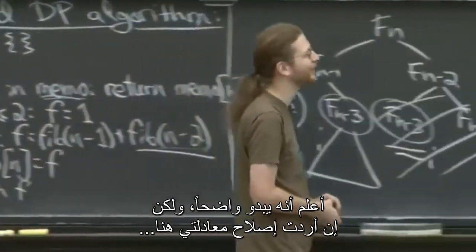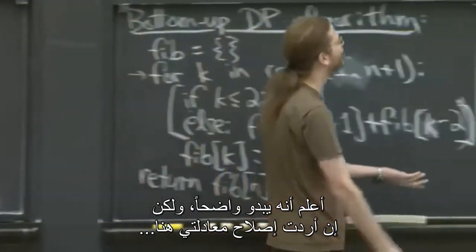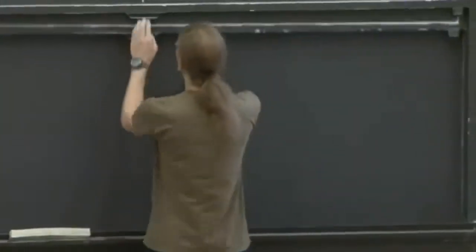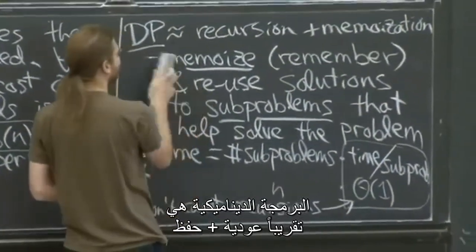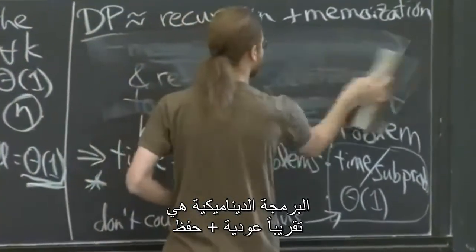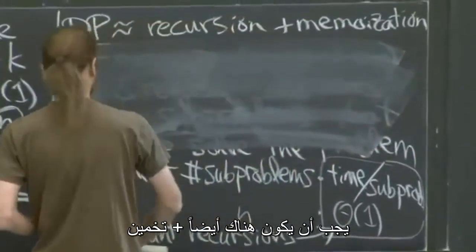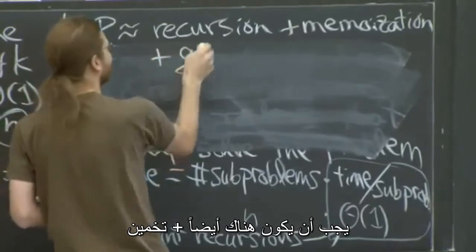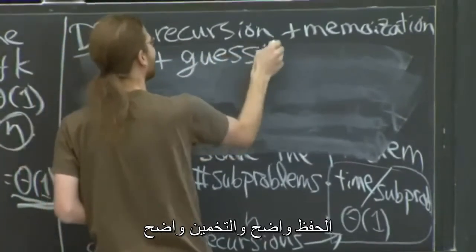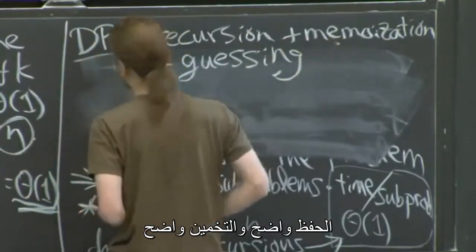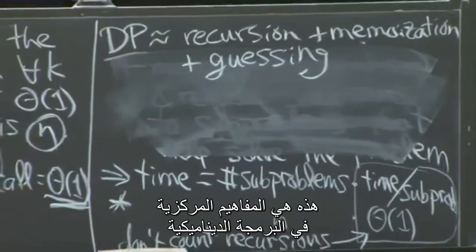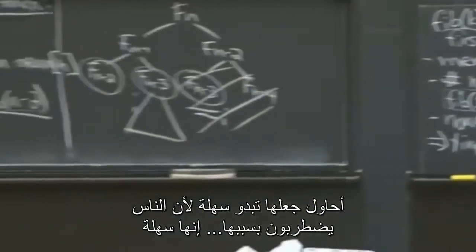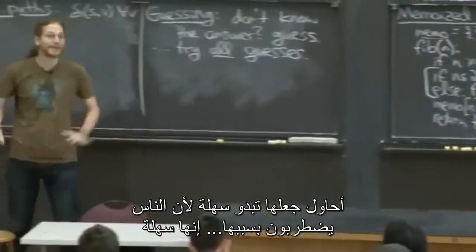I know it sounds obvious, but if I want to fix my equation here, dynamic programming is roughly recursion plus memoization. This should really be plus guessing. Memoization, which is obvious, guessing, which is obvious, are the central concepts to dynamic programming. Trying to make it sound easy, because usually people have trouble with dynamic programming. It is easy.